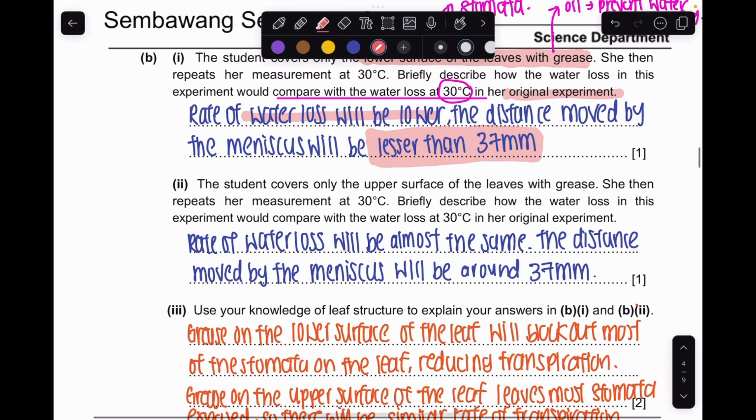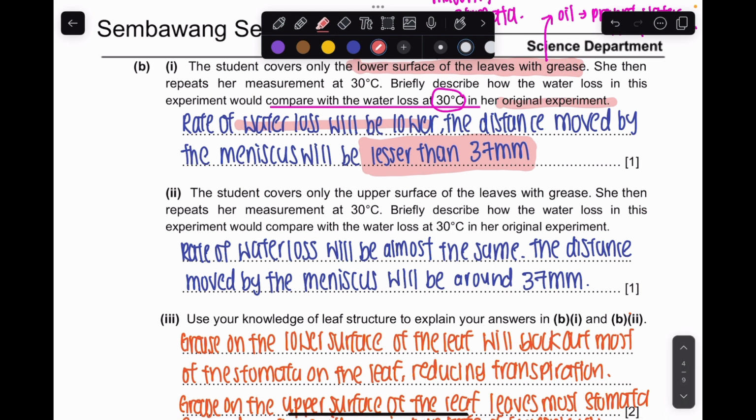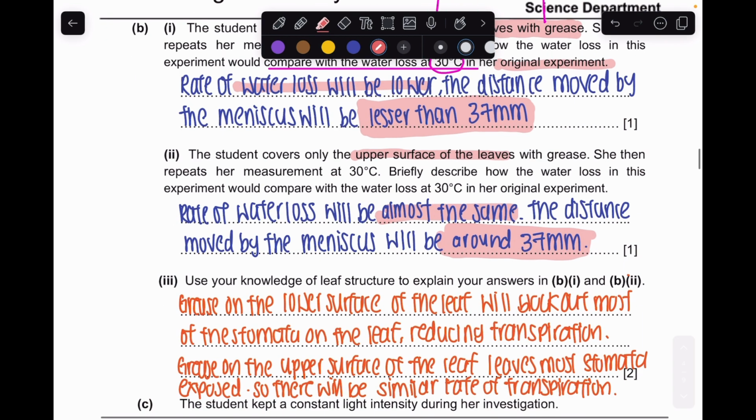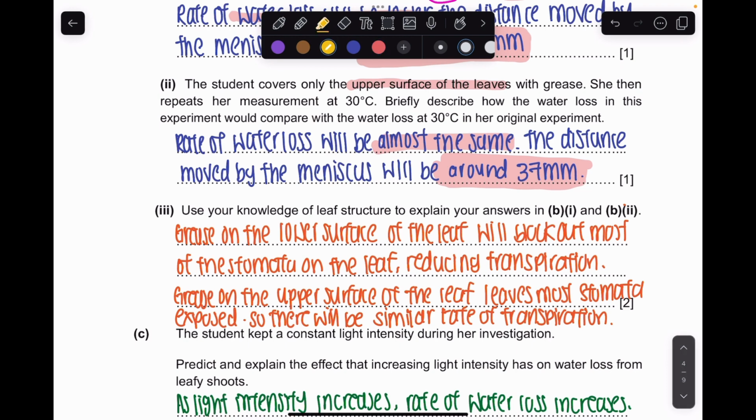Okay? If the student repeats this part but now covers the upper surface of the leaf where there isn't much stomata, then the rate of water loss will be almost the same, and hence the distance moved by the meniscus is about 37 mm. Okay, so here is the explanation mark, 2 marks.